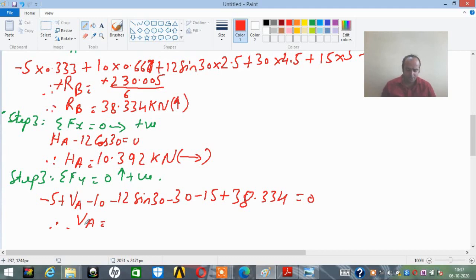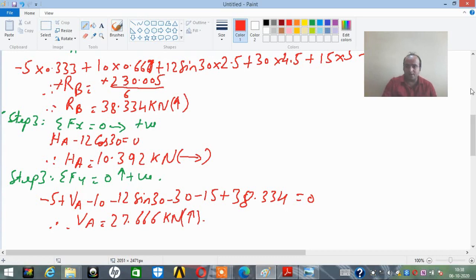Therefore, VA is equal to, let me do the calculations, minus of minus 5 minus 10 minus 12 sine 30 minus 30 minus 15 plus 38.334. So VA, if it goes on the other side, is coming out to be 27.666 kilonewton, and of course the value has come out to be positive. That means it will be acting in upward sense.